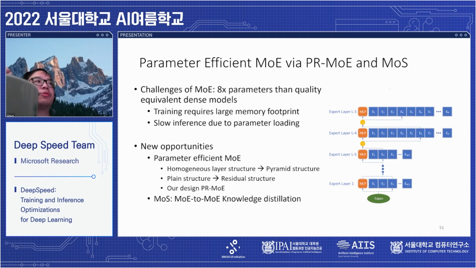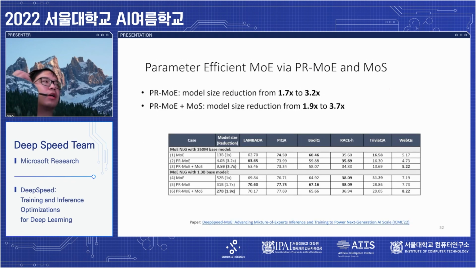Beyond that, we also have our MoE-specific knowledge distillation method. We call it MoS, which is the first MoE-to-MoE knowledge distillation work. By combining PR-MoE and MoS together, we can reduce the MoE architecture's parameters by 1.9x to 3.7x, while achieving similar accuracy as the original baseline.